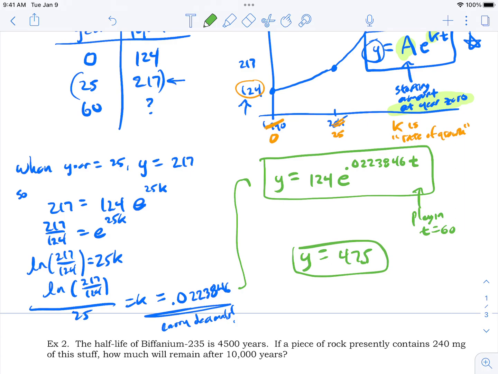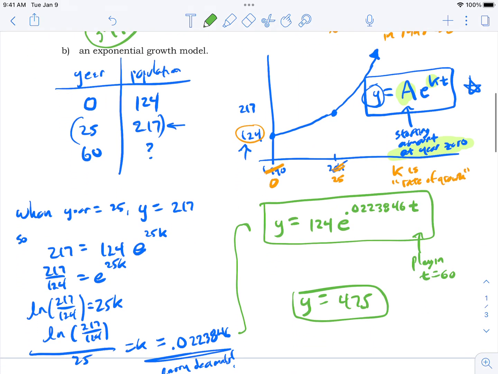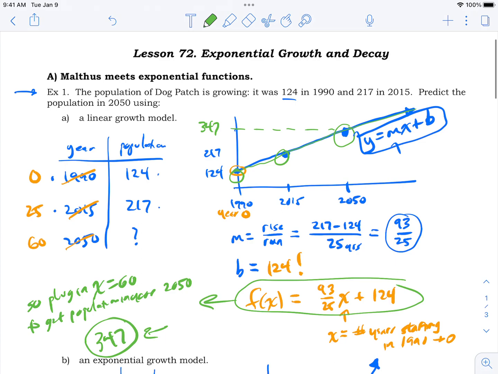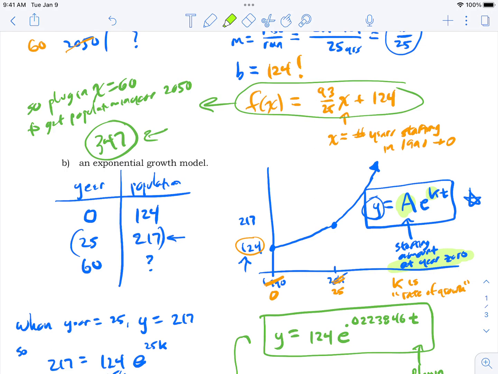Let's compare to what we had before. Compare to 347. Ooh, that's quite a difference, isn't it? If I were to do that on the same graph up here, 475, yeah, that's like way up here someplace, right? So this exponential growth, it really is doing something like that. Exponential growth, you're going to grow a lot faster than a straight line. That's the whole point.